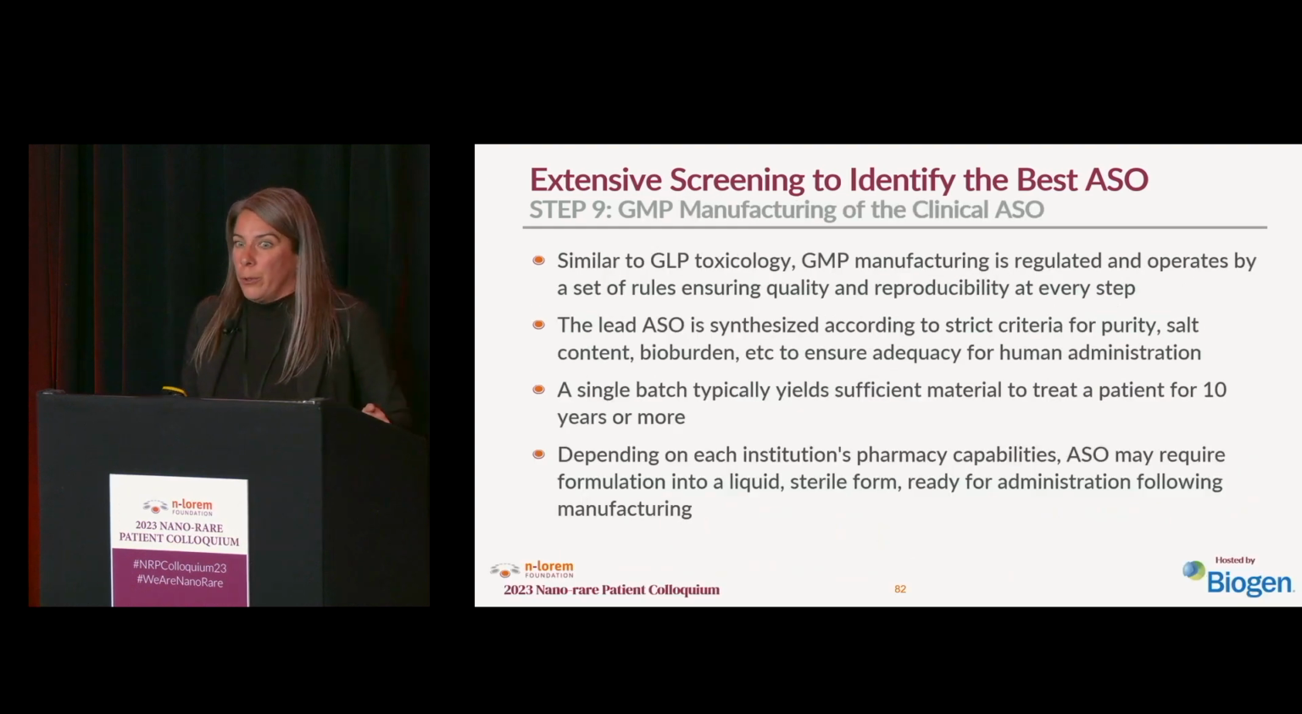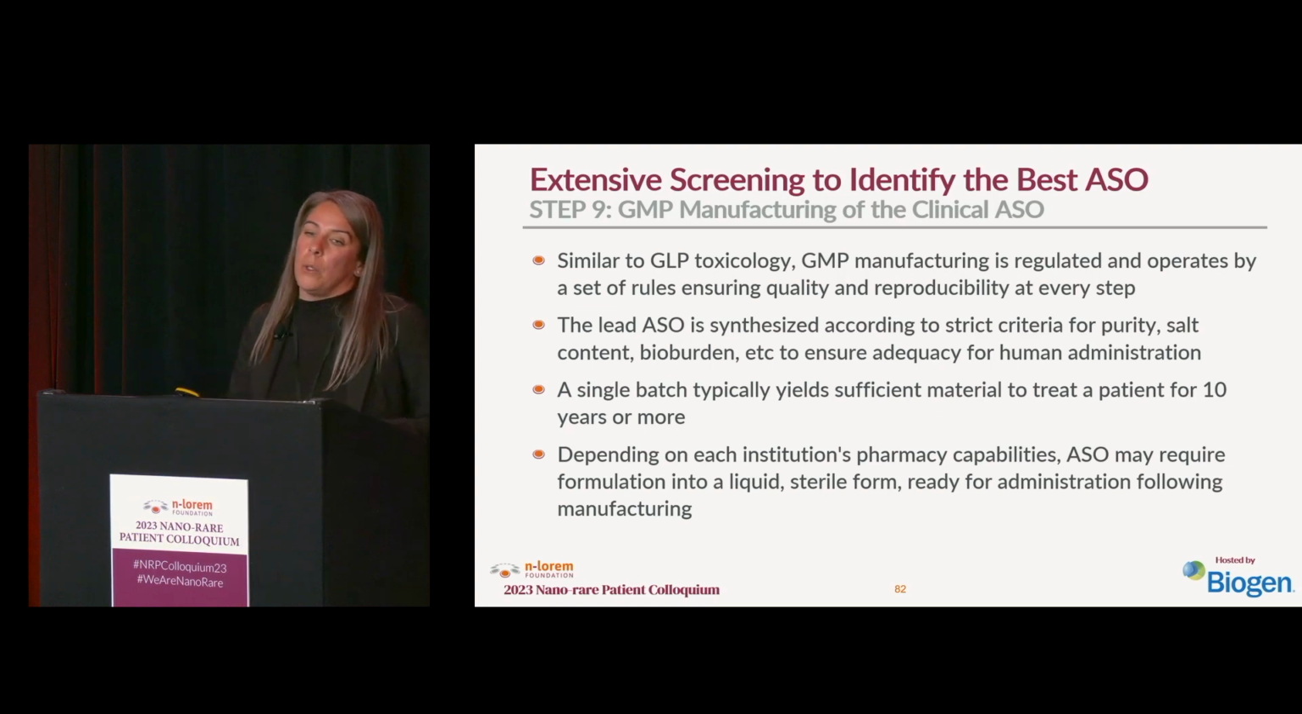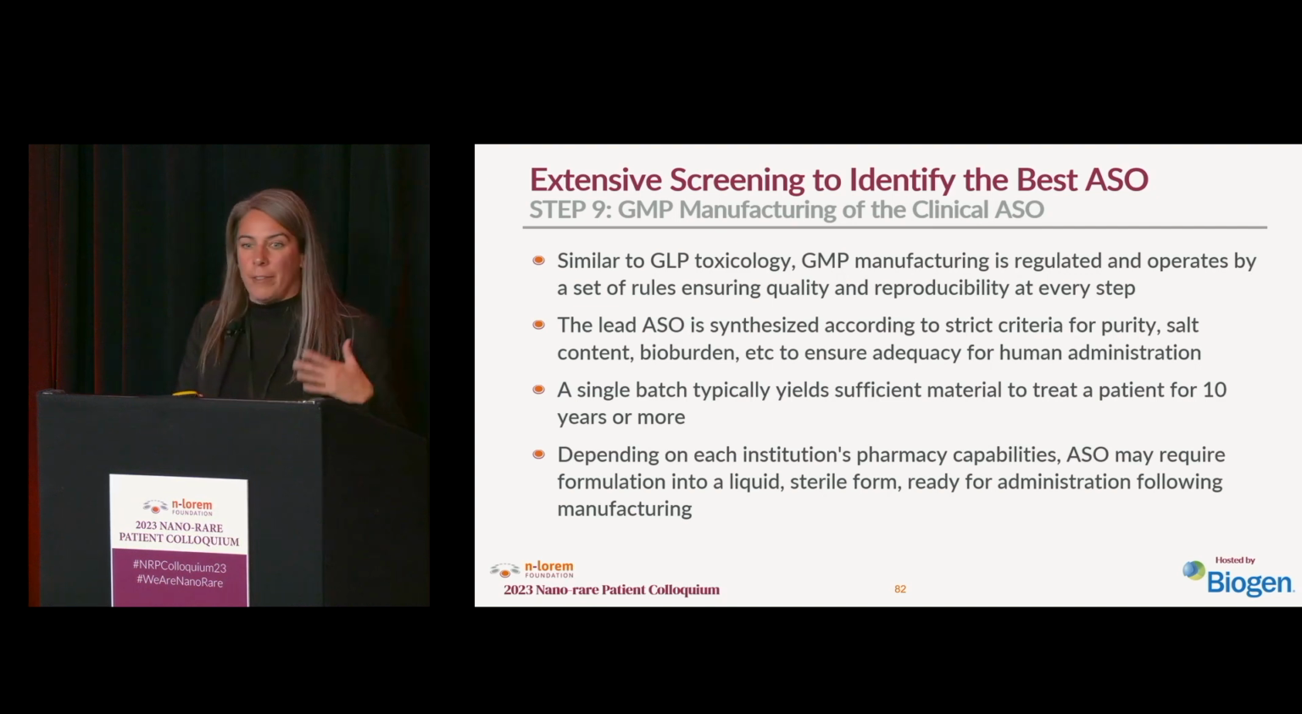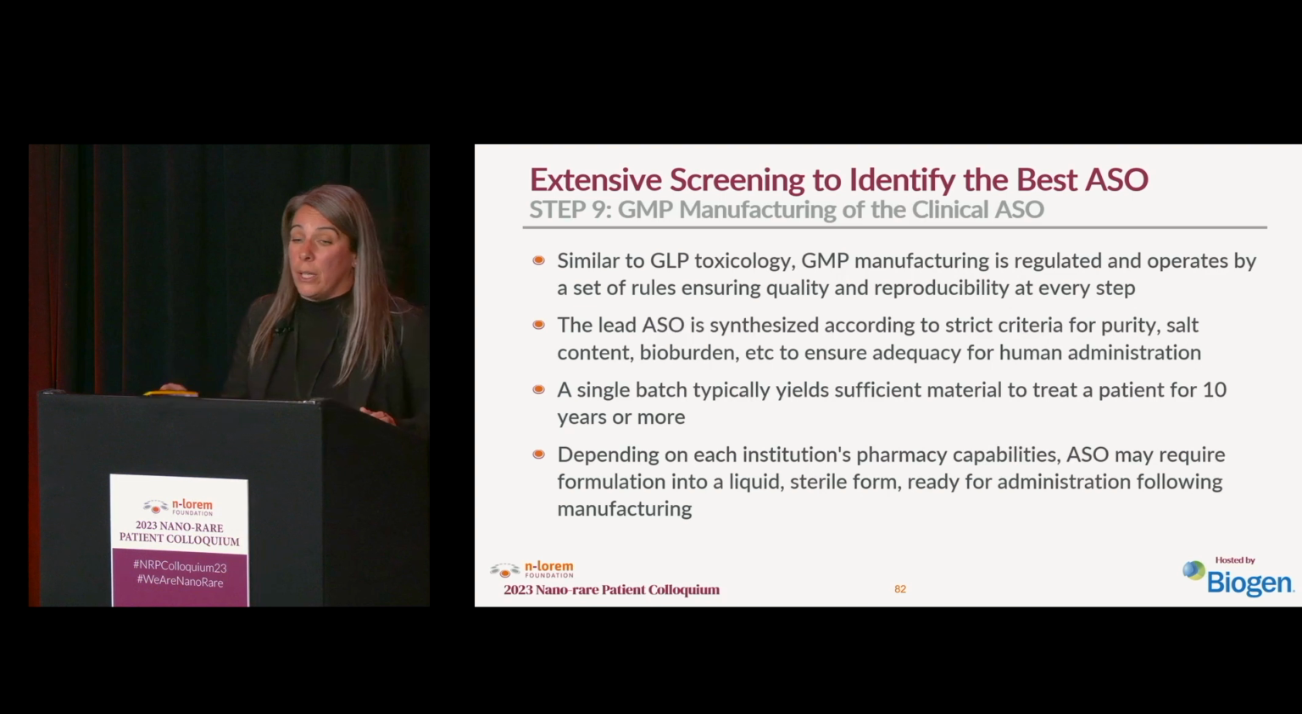In parallel, we'll trigger GMP manufacturing of our drug. And so similar to GLP tox, GMP manufacturing is a regulated activity. It operates by strict rules to ensure quality, reproducibility at every step. And we're going to have, once again, very strict criteria for purity, salt content, sterility, endotoxin level, to make sure that the drug is suitable for human administration. As we mentioned before, a single batch of an ASO manufacturing provides enough material to treat a patient for 5 years, 10 years, or even more. So it's very cost effective.